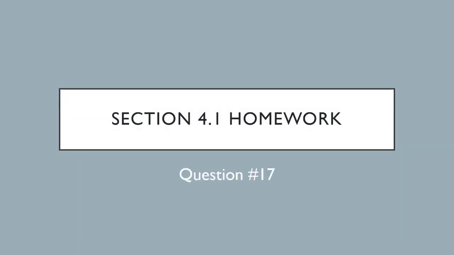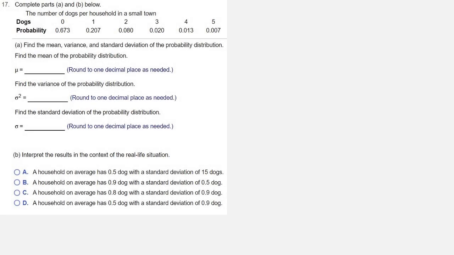We're looking at homework from section 4.1. This is question number 17. Complete parts A and B below. The number of dogs per household in a small town.